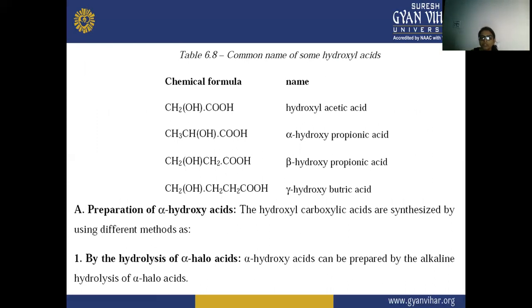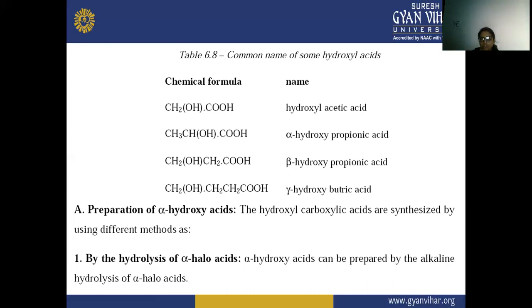And in the first, CH2OH COOH, you can see that the carbon is present on the alpha position with respect to this carboxylic acid. So this hydroxy group is present on the first carbon with respect to this carboxylic acid. So its name is hydroxy acetic acid, because there is only one carbon atom present.